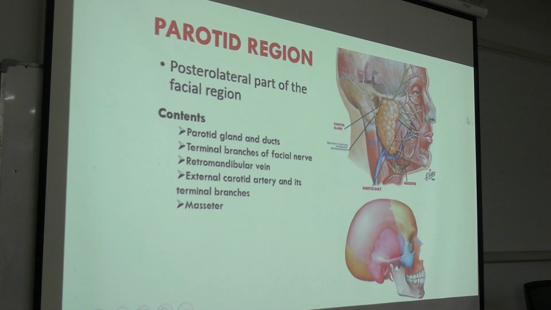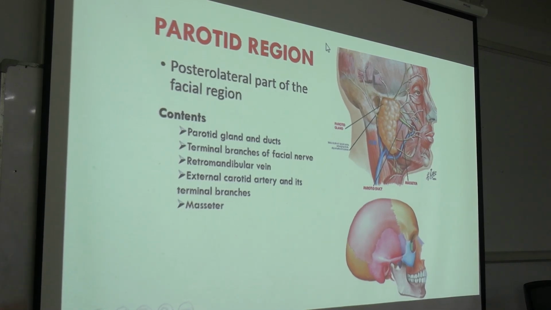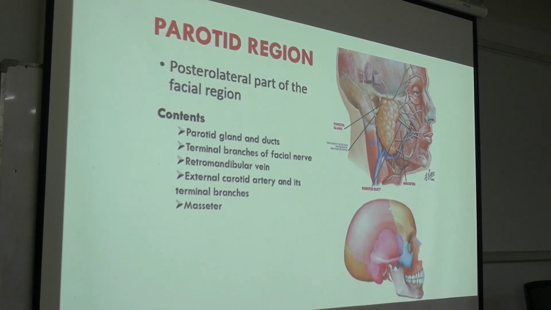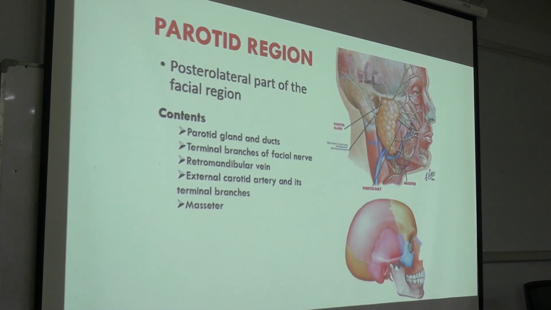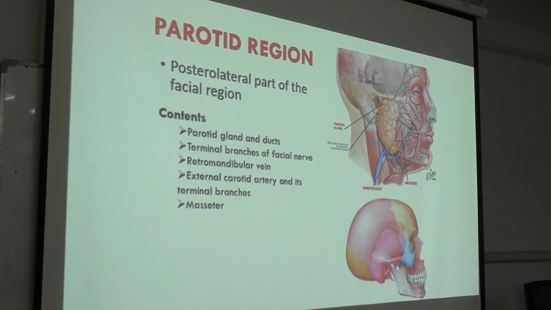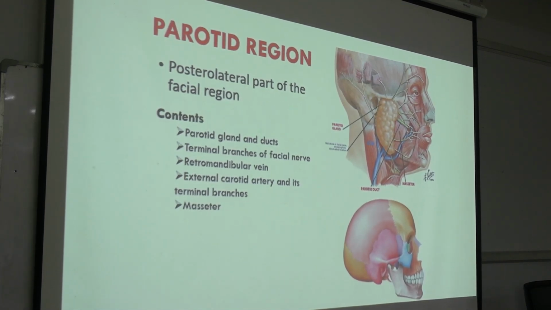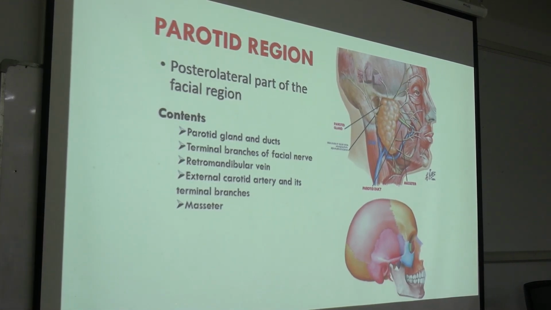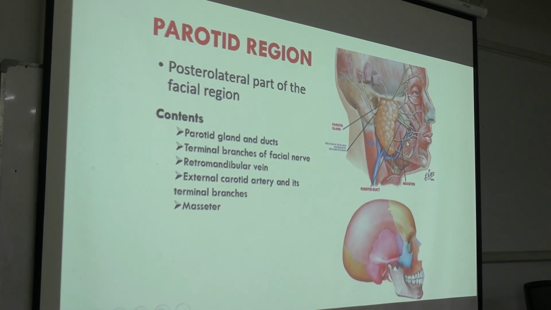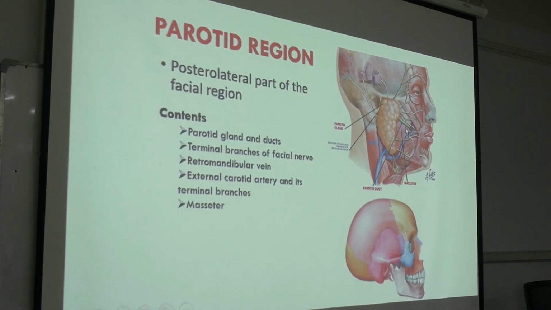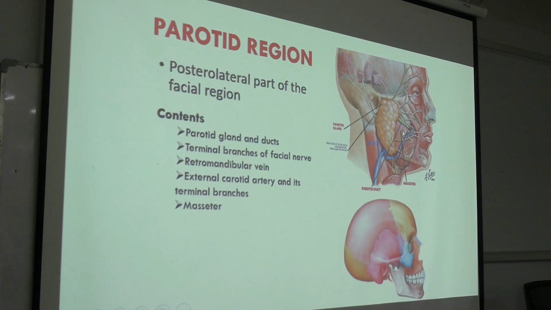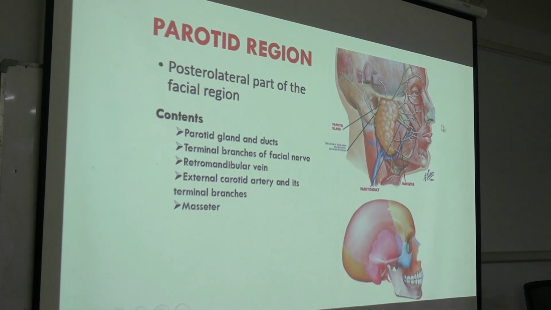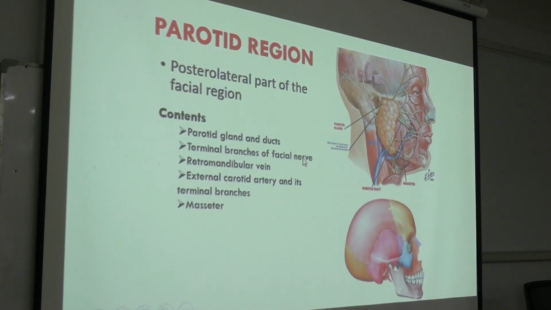Now coming to the contents of the parotid region or parotid gland itself, it is pierced by three structures. Superficially it has a nerve, the facial nerve, with its branches. Then deep to that we have a vein, the retromandibular vein, lying posterior to that, and even further deeper we have an artery, the external carotid artery. Deeper still we have the masseter. If you remove the masseter, you find the buccinator lying deep to it.